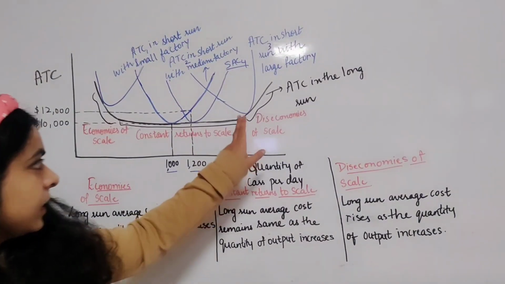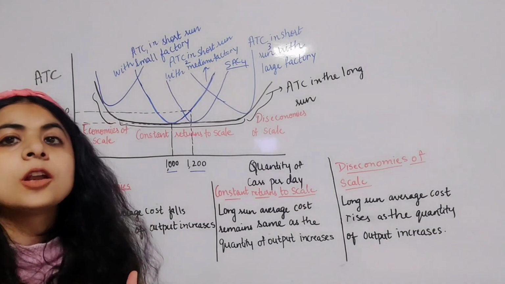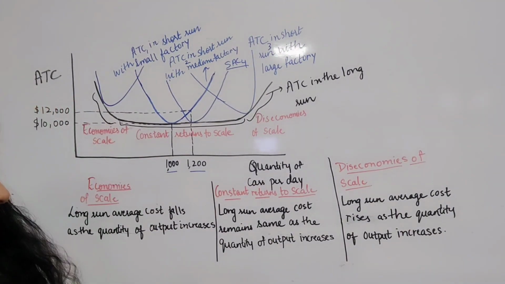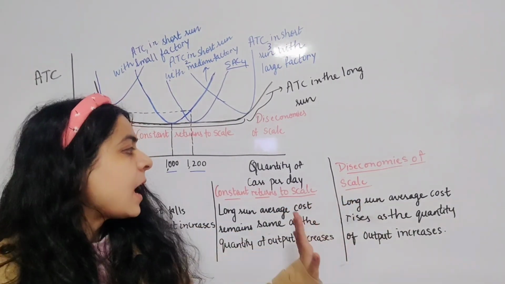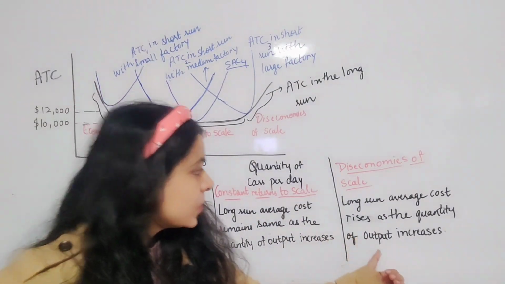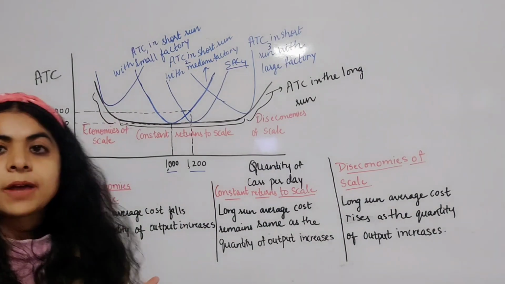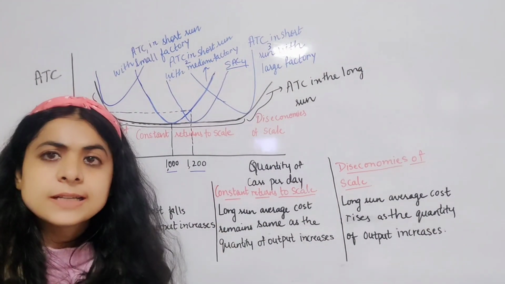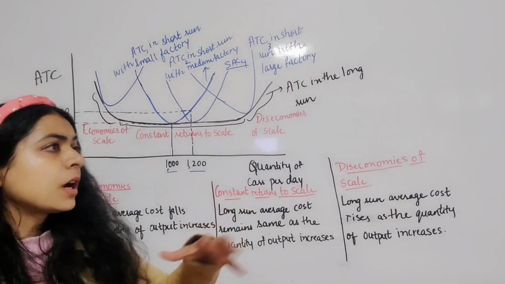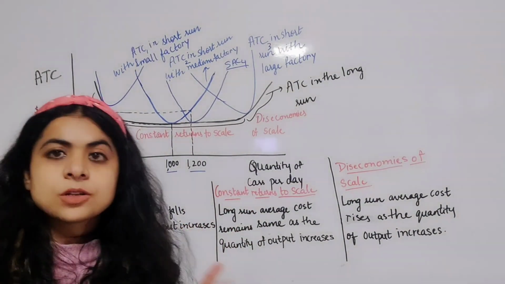And this rising portion of the long run average cost curve is due to diseconomies of scale. In case of diseconomies of scale, the long run average cost curve rises as the quantity of output increases. So these diseconomies may be due to inefficient management, or technical difficulties, or marketing diseconomies. Again, these can be internal or external to the firm.